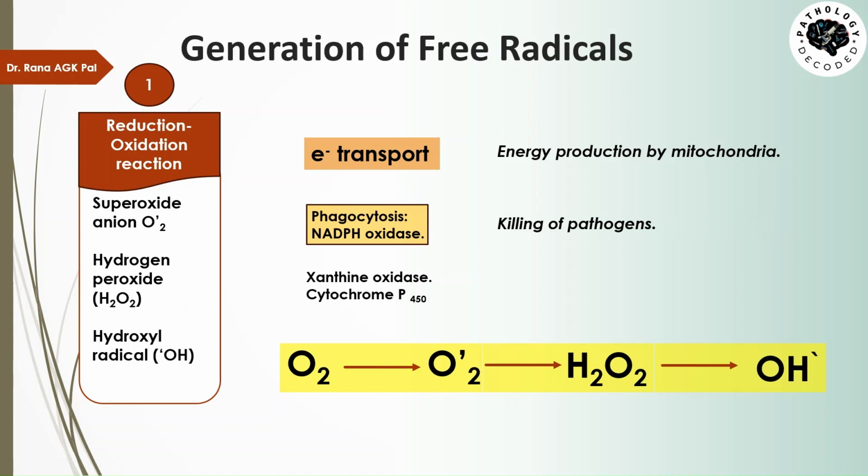During phagocytosis, generation of free radicals like superoxide etc. is involved in killing of pathogens, and generation of these free radicals by xanthine oxidase and cytochrome P450 is responsible for hydroxylation and detoxification of the substrates. So these free radicals are basically generated by the body for a beneficial purpose. It is only when they go out of control or when the cell comes under oxidative stress, causing formation of too much reactive oxygen species, that it becomes a pathology.